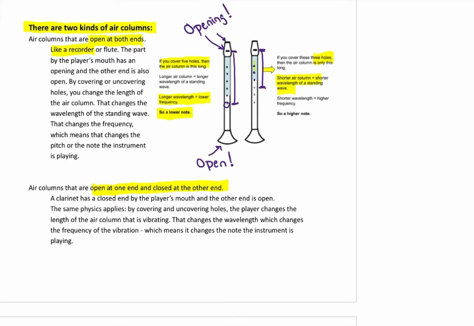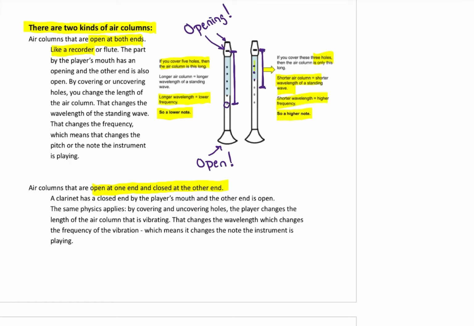Literally, it's less centimeters from the opening by your mouth to that next open hole when we only cover fewer holes than it was over here when we covered more holes. So it's literally a shorter distance. A shorter air column means we're going to get shorter wavelengths. If the wavelength goes down, that means the frequency goes up. So shorter wavelengths mean higher frequency, means a higher note.